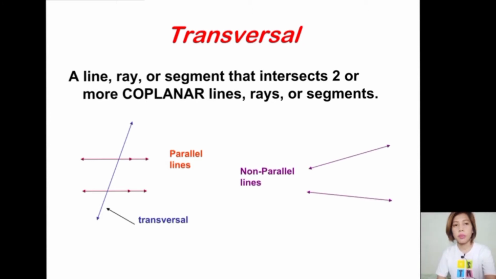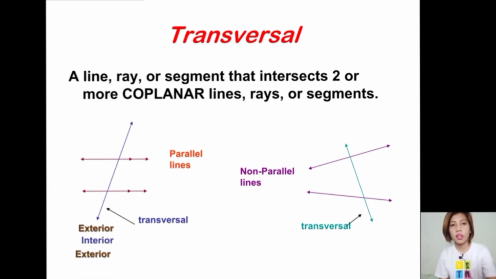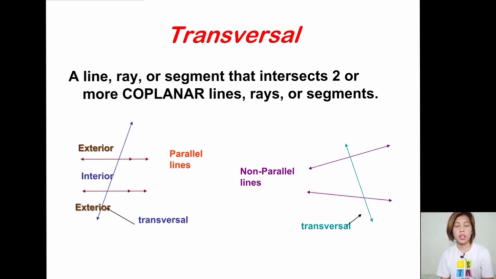And then, pwede rin sa non-parallel line. So, regardless yun kung parallel lines ba yung pair of lines or non-parallel, pwede po silang magkaroon ng transversal line. Basta, intersect nung transversal line, yung pair of lines. So, we have here the interior and then the exterior. So, interior region po, yun yung in between sa pair of lines, and then yung exterior naman is nasa labas ng pair of lines.